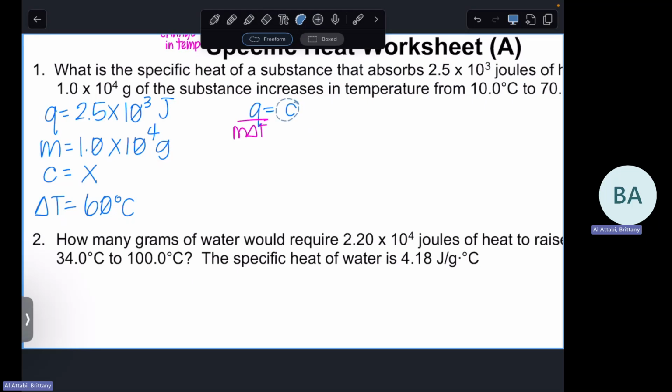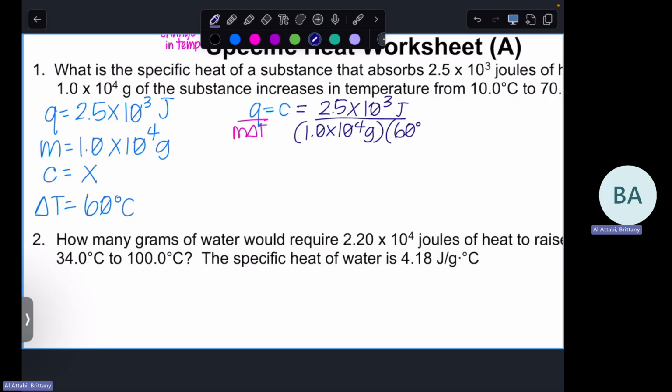So we just plug it in. All right, so Q over m times delta T.